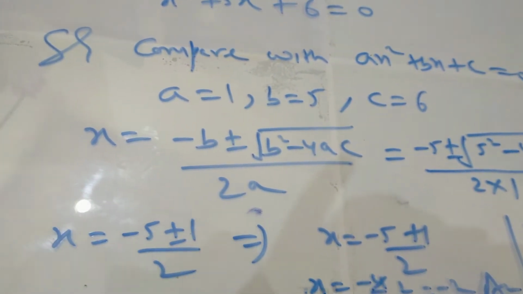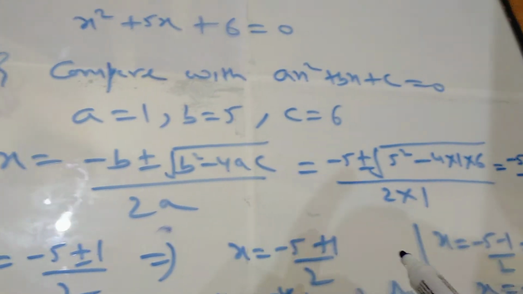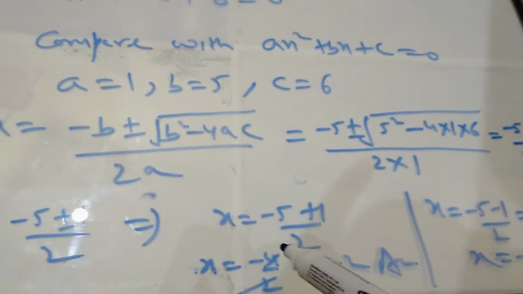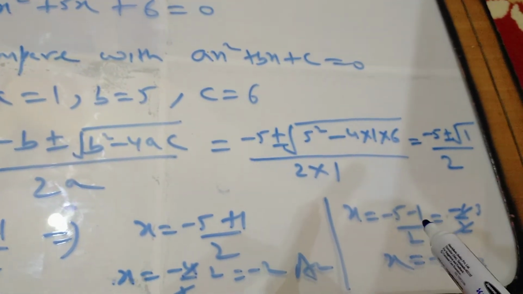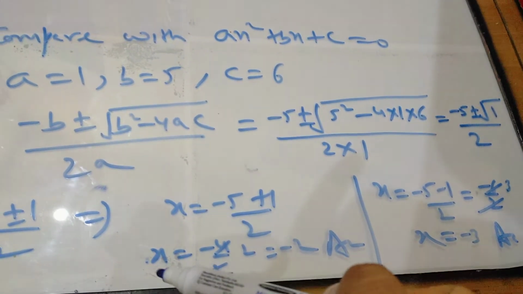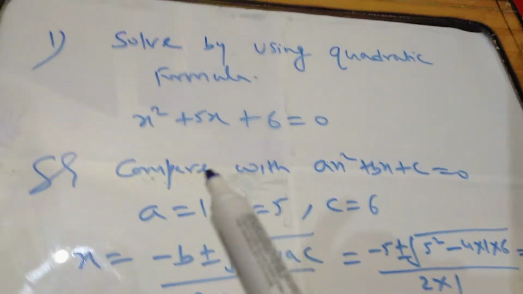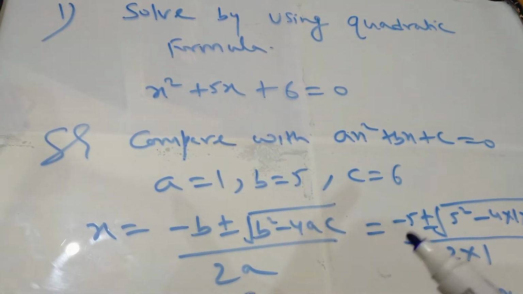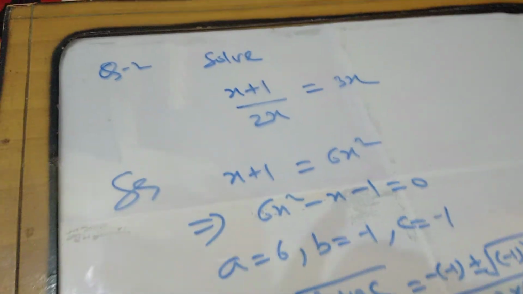Now this portion will be divided into two parts. Firstly I will take plus, and in the second case I will take the negative sign. If I take the plus sign, I am getting minus 2. If I take minus 1, then my answer is minus 3. So two answers I am getting: x is equal to minus 2 and x is equal to minus 3. So this is the implementation of the quadratic formula through which we can easily solve equations by the help of this method.